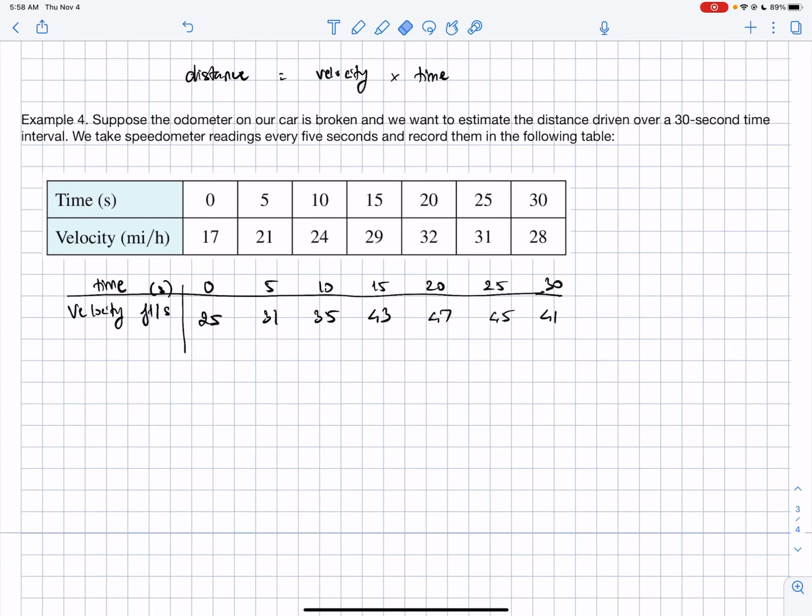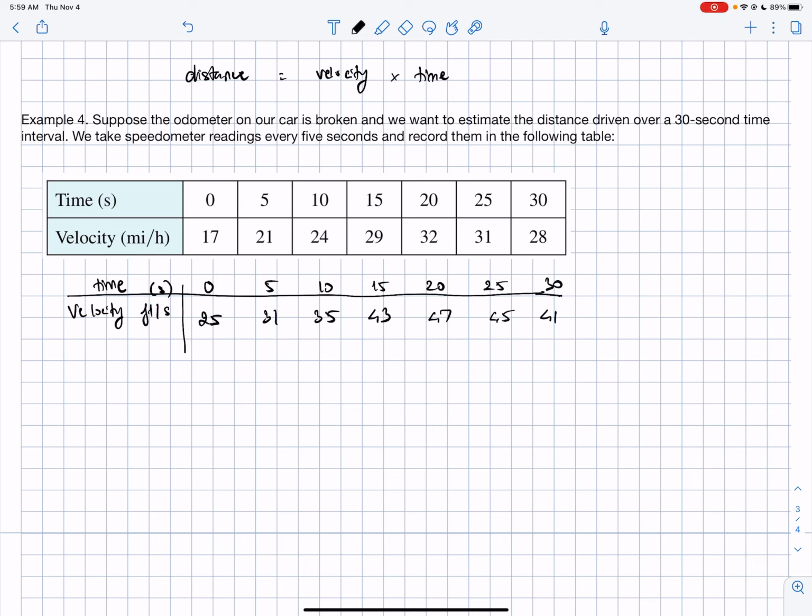Example number 4. Suppose that the odometer on our car is broken and we want to estimate the distance driven over a 30-second time interval. We take the speedometer readings every 5 seconds and record them in the following table. So we are given the table, and I noticed that the time is in seconds and the velocity is in miles per hour, so we should convert. We convert the velocity to feet per second. So we have 25, 31, 35, 43, 47, 45, and 41.